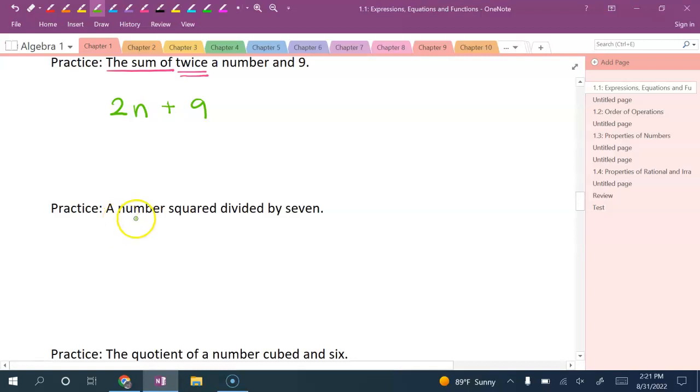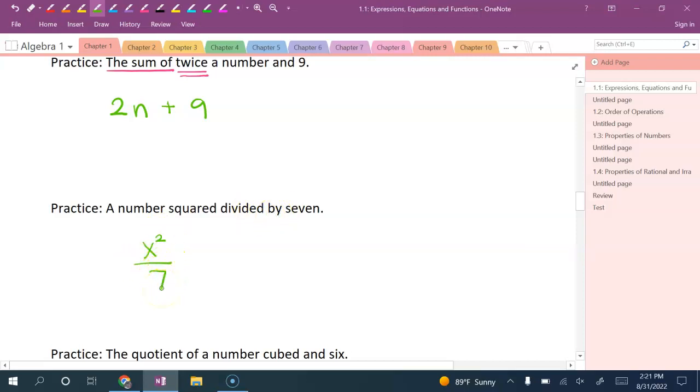This next practice problem says that you have a number squared divided by 7. So a number, we don't know what that is, so we can use like x. Now squared is a word for an exponent, and it's going to be a little 2, and then divided by 7.